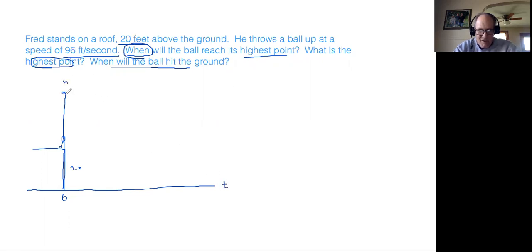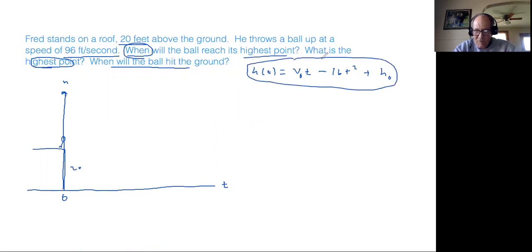And our formula that we're working with is h of t, or just h, equals our initial velocity times the time minus 16t squared plus our initial height. Now there's your basic formula for these throw-the-ball-in-the-air problems. And when you have a problem where Fred's just standing here and dropping the ball, then you simply cross out this part, and then this is your formula.